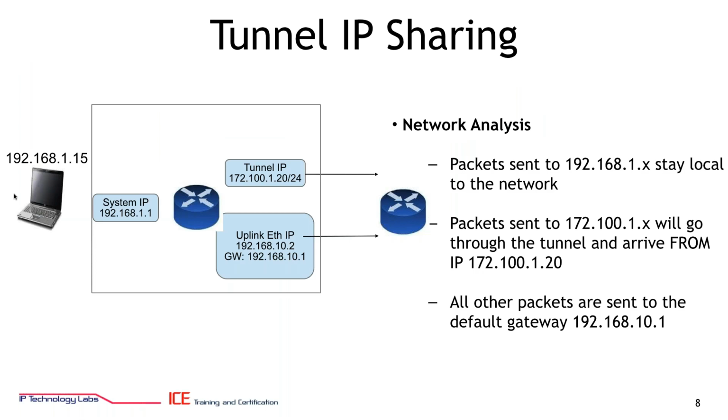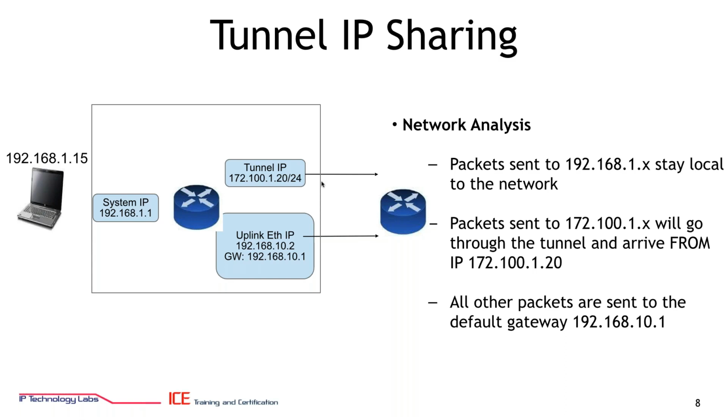So we have a laptop, 192.168.1.15. Everything within the box is our IpTL device. We want to route traffic through the 172.100 network. So we want to send the traffic to our head office network. The packet gets routed through the tunnel, gets NATed. So the head office sees traffic from a 172.100.1.20 IP address. So on the server side, you're not putting any routing on the server side.